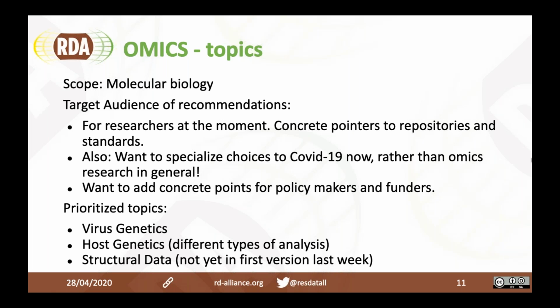So out of the prioritized topics, 4 were mentioned last week. 3 are here. We decided to merge host immunity into our host genetics. So there are several different types of analysis under host genetics that are listed there, and we welcome every suggestion there again. For structural data, our documentation was not yet ripe enough for the release. So there we are also still looking for input.